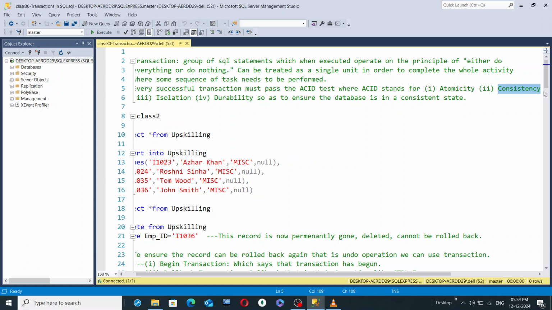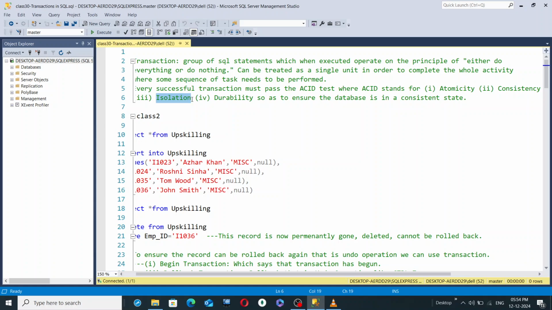In that way, the debit and credit of money for a particular account can be easily controlled. Then your third property is isolation. What it does is that it is very helpful in case of concurrent executions. This isolation property ensures that there will be concurrency control in case of concurrent executions. Now, what does it mean?